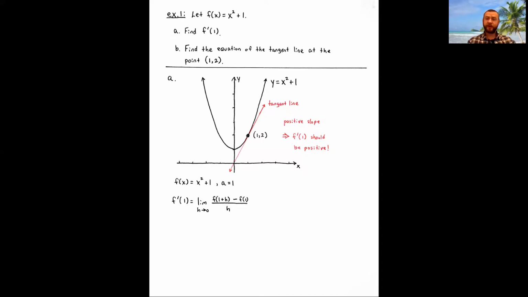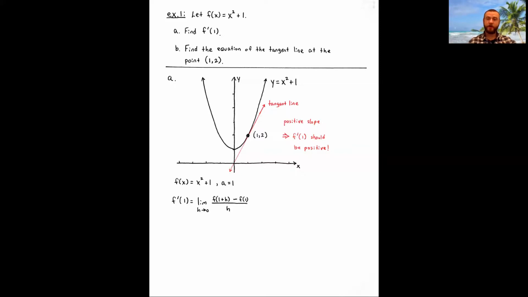All right, so we're going to use as our function f of x equals x squared plus 1. And since the question is asking us to find f prime of 1, the value for a, referenced in the definition earlier, will be 1. A is just the placeholder for the x-coordinate of where we're finding the tangent line.